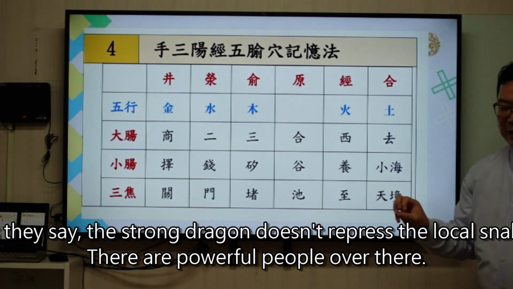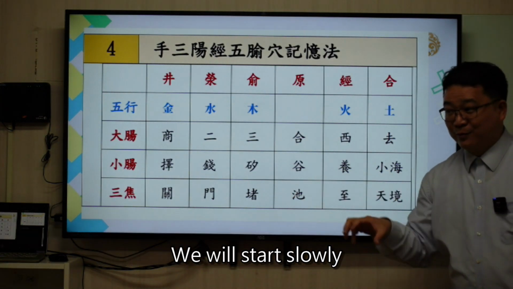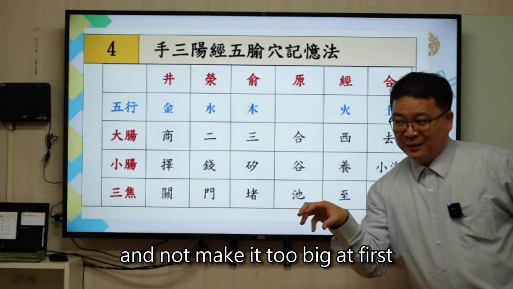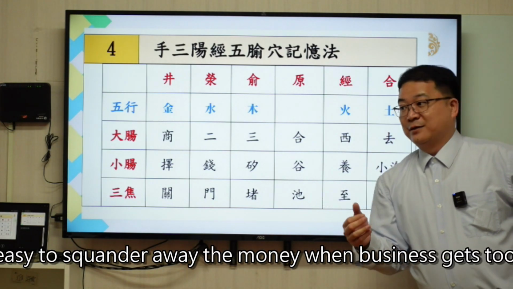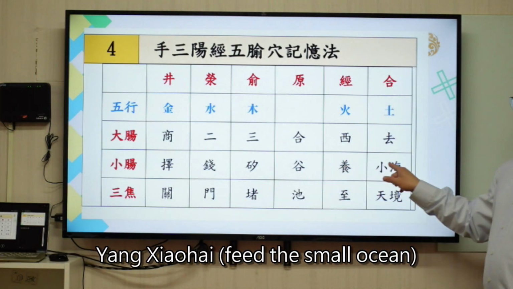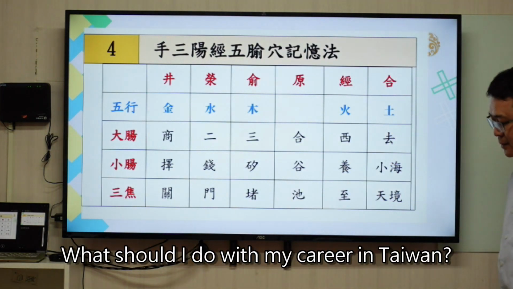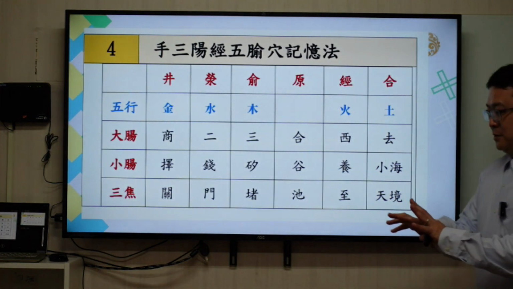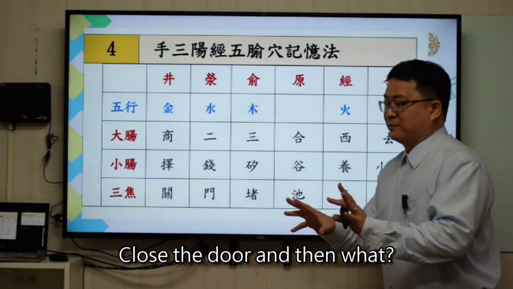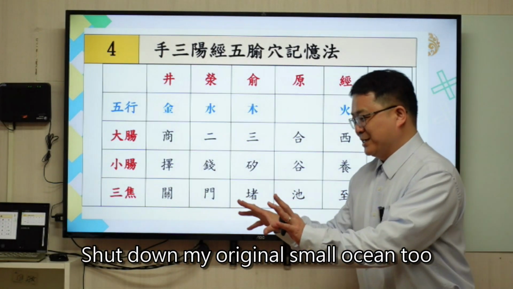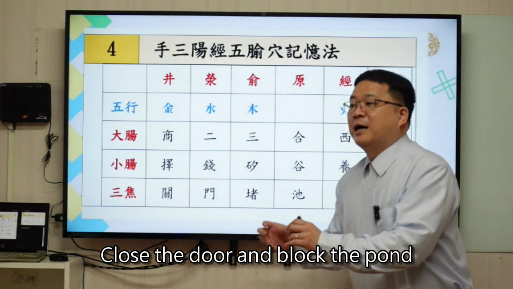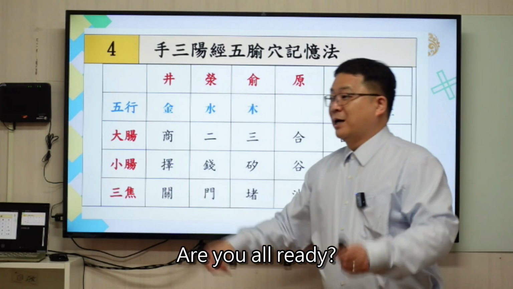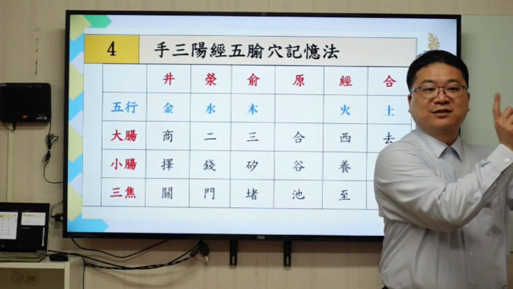As they say, the strong dragon doesn't repress the local snake. We will start slowly. There are powerful people over there. And not make it too big at first. It's easy to squander away the money when business gets too big. Feed the small ocean. What should I do with my career in Taiwan? Shut it down first. Close the door and then what? Shut down my original small ocean too. Close the door and block the pond. Are you all ready? Let's go straight to heaven.